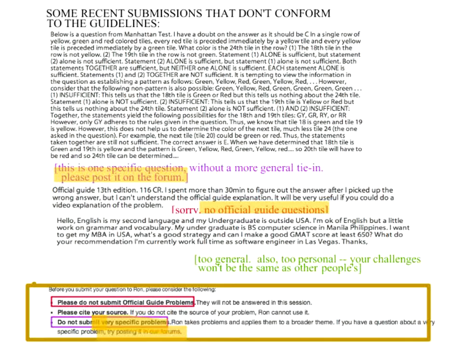Some recent submissions that don't conform to the guidelines. These are not from the last couple of weeks. This is a slide from the previous one, but they're good illustrations. This person spent a lot of time typing this problem up, but this is just one problem, and it doesn't tie into any general question. So this is the kind of thing that should be posted on the forum. So please do if you have questions like that.